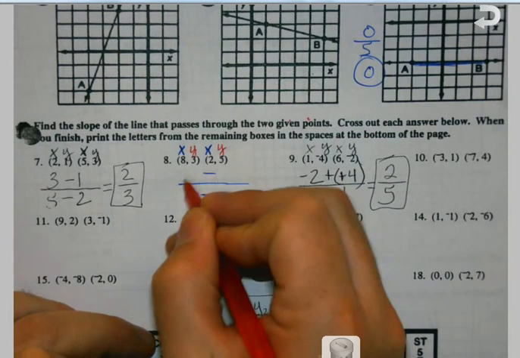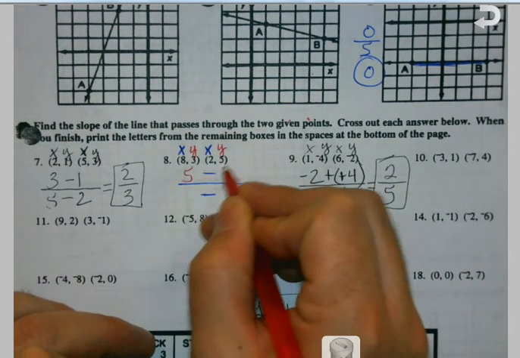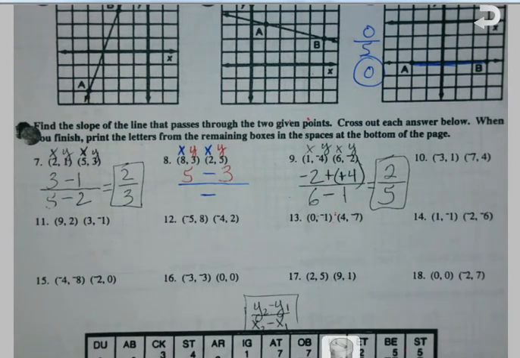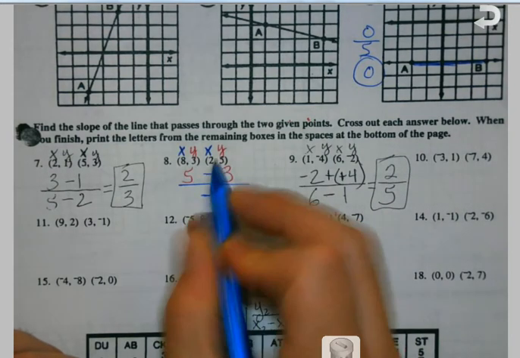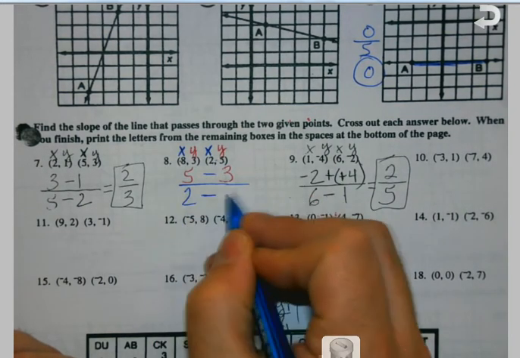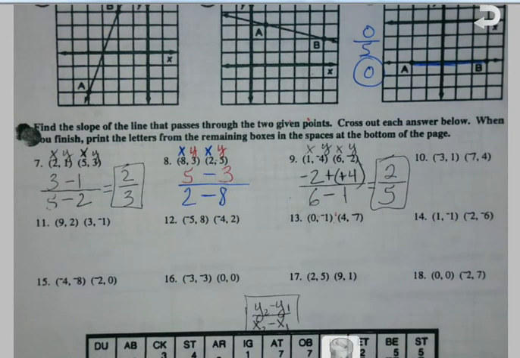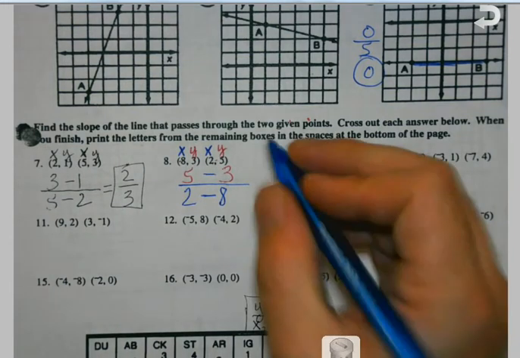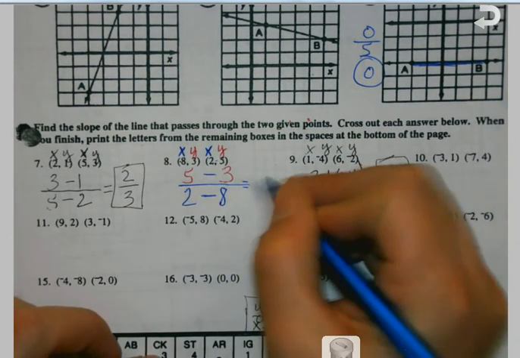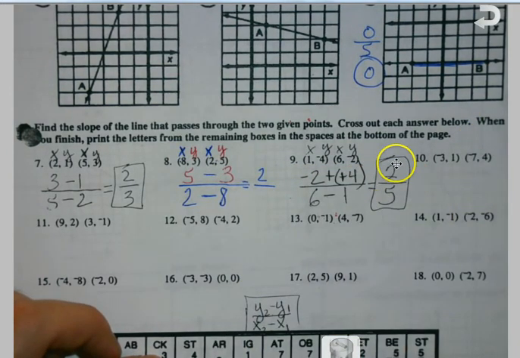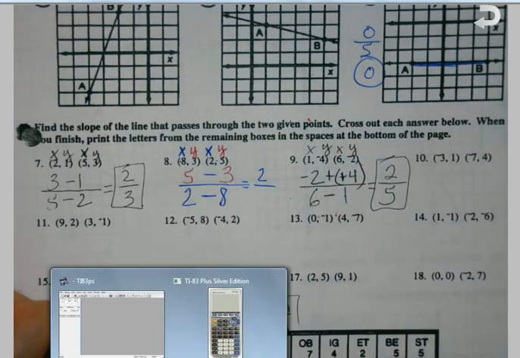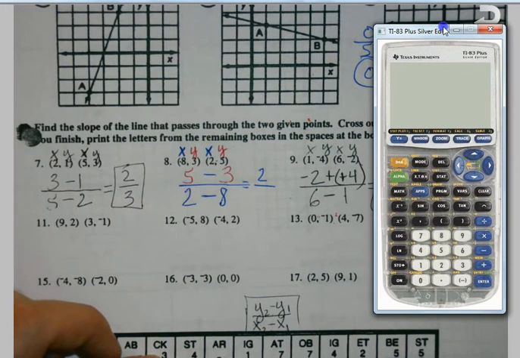Okay, and I always just do the second one and then the first. So second one would be 5 minus 3. And then I do the same order with my x's. So since I started with the 5, I'm going to start with the 2 for x and 8. So let's see here. 5 minus 3 is 2. What's 2 minus 8? That's negative 6.